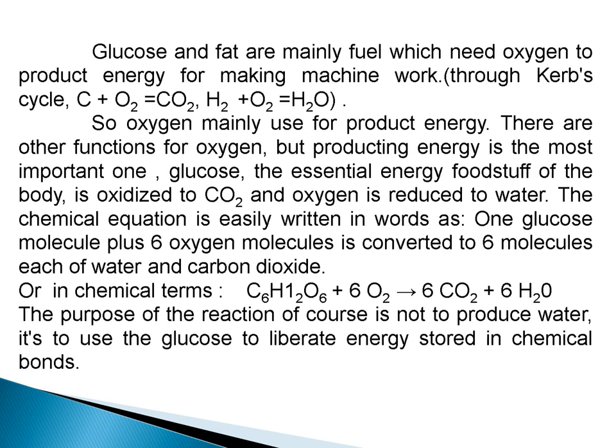Glucose and fats are merely fuel which need oxygen to produce energy to make the machine work. Through the Krebs cycle, carbon with oxygen produces carbon dioxide, and hydrogen with oxygen produces water, H2O. So oxygen is mainly used for producing energy. There are other functions for oxygen, but producing energy is the most important one.